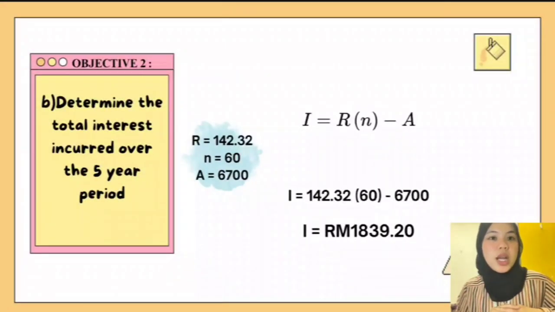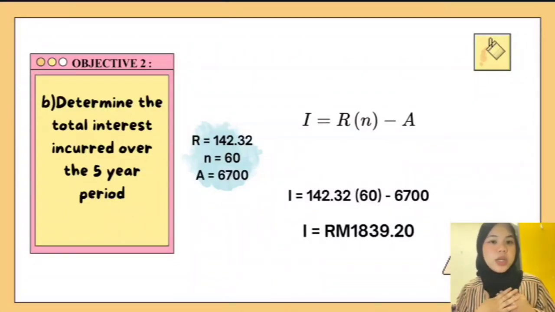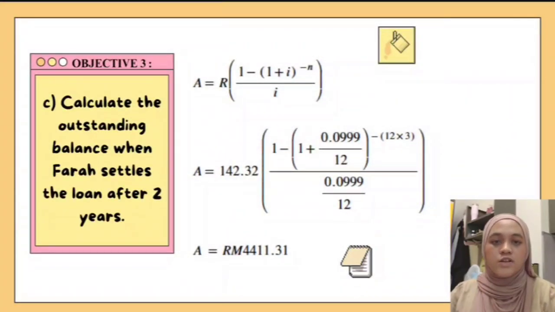Objective 2, the question asks to determine the total interest incurred over the 5-year period. So we use the formula I equals R multiplied by N minus A, where R is 142.32, N equals 60, A equals 6700. So we put all of the amounts into the formula. That is 1839.20.